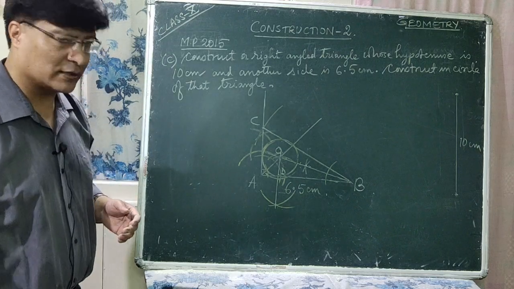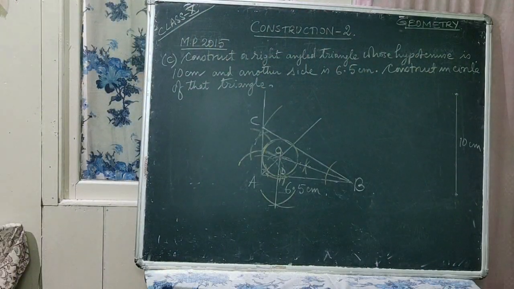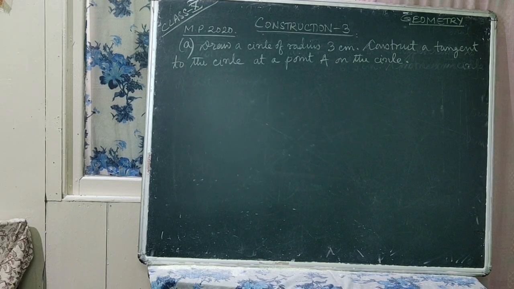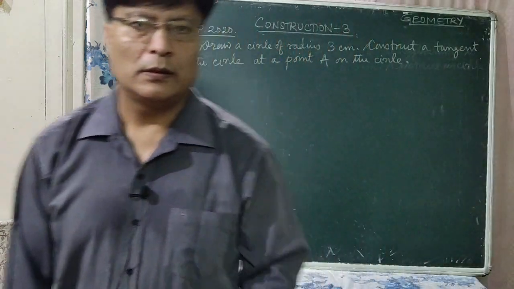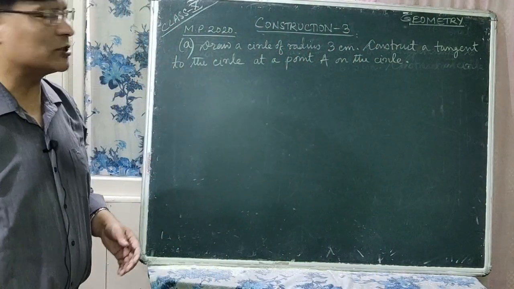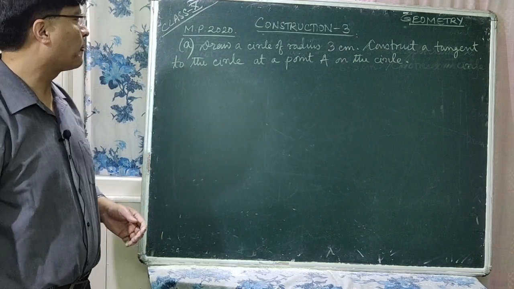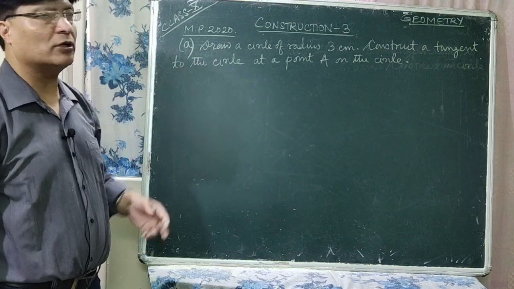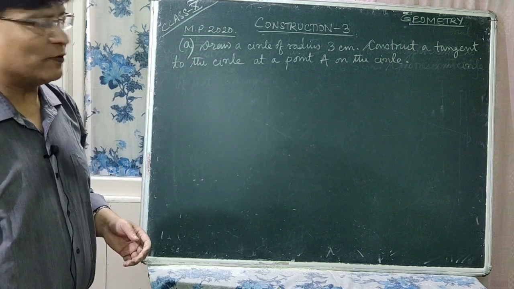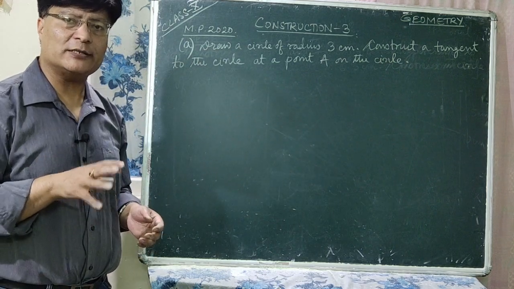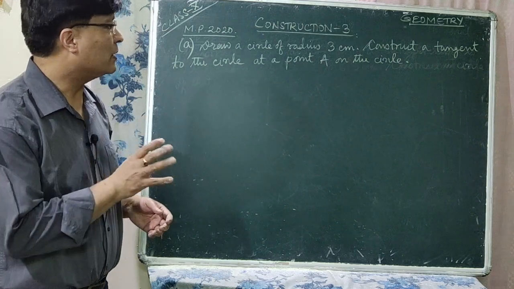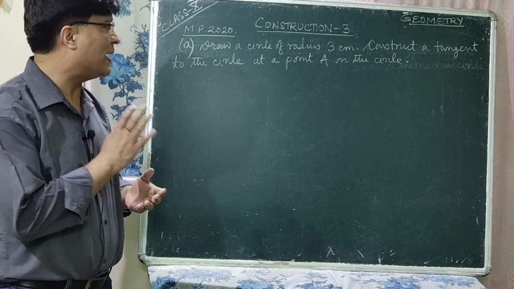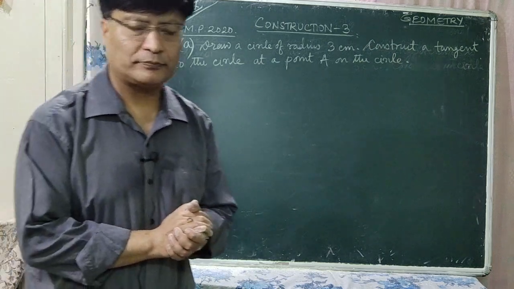So now we'll do the next construction. Now we will do the next construction, that is construction number 3. Question is: draw a circle of radius 3 cm. First of all, you have to draw a circle of radius 3 cm. Okay? Then construct a tangent to the circle at a point A on the circle.